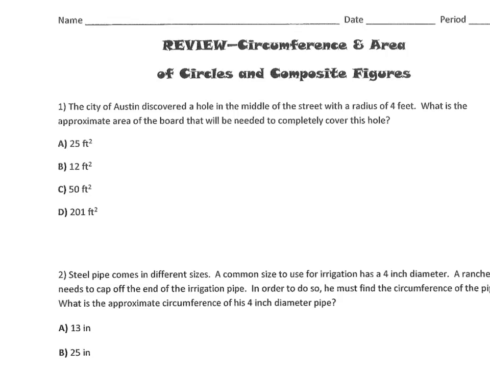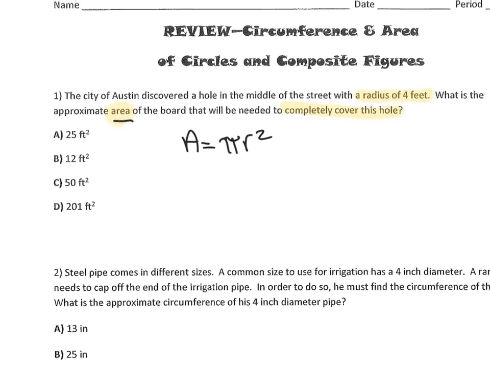Number one, the city of Austin discovered a hole in the middle of the street with a radius of 4 feet. What is the approximate area of the board that will be needed to completely cover this hole? So let's figure out the stuff that we know. We have the word area, so we know we're looking for area. It's a hole in the middle of the street, so we know it's a circle. If you look at your reference sheet, the area of a circle is pi r squared. So pi r squared, that's your formula.